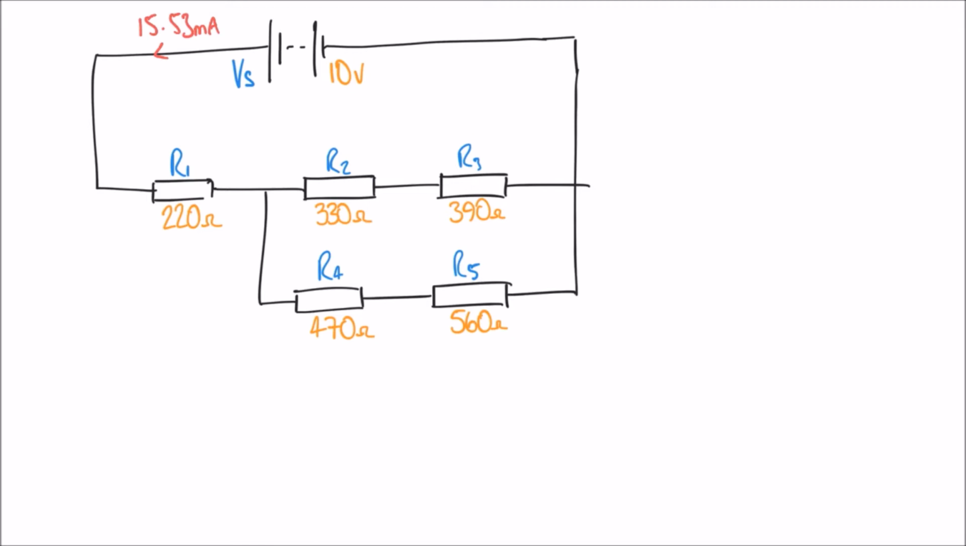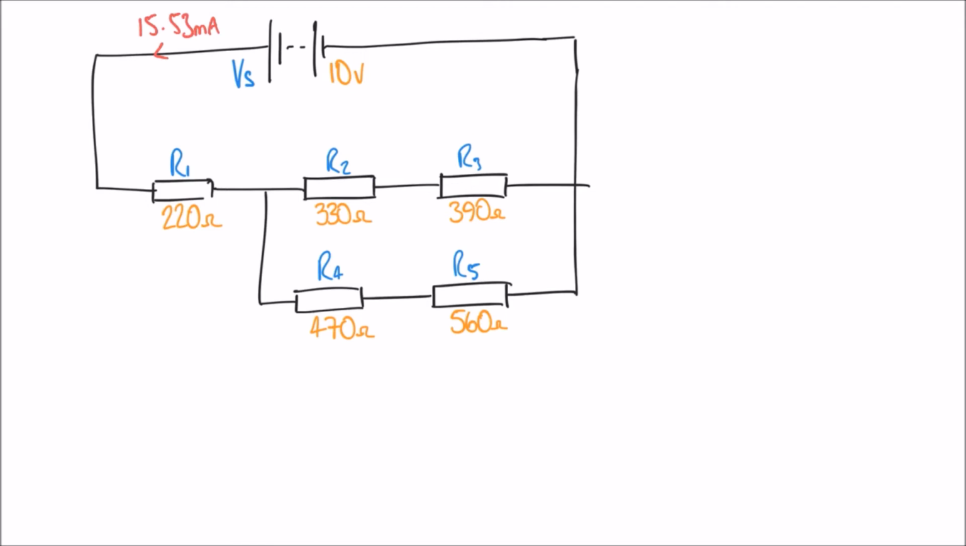Now we could do this many different ways. We could do it like we did in the last example. We could use the current divider rule. We're actually not going to do that here. We're going to try and use a different method. We're going to use the voltage divider rule, which takes advantage of Kirchhoff's voltage law. Now, there's no right or wrong way to go about this question. I could easily do it using Kirchhoff's current law, but we're going to try it a different way.